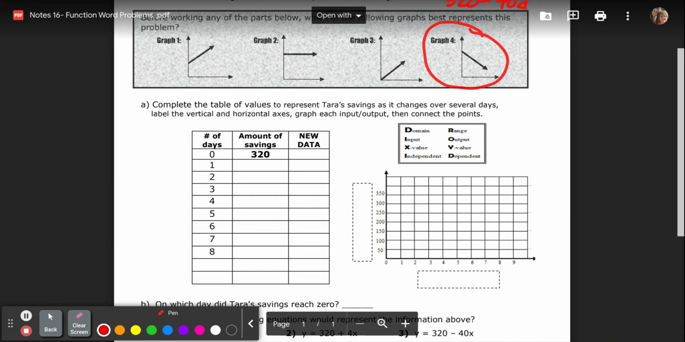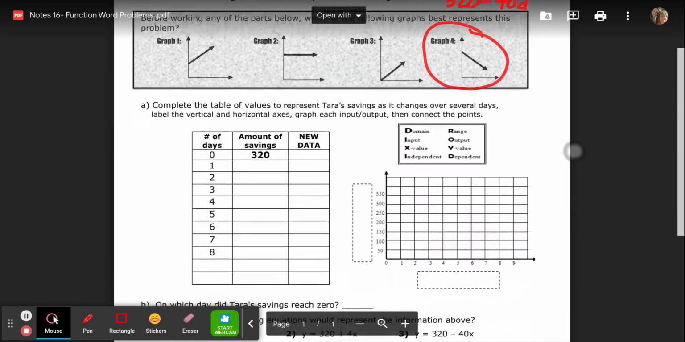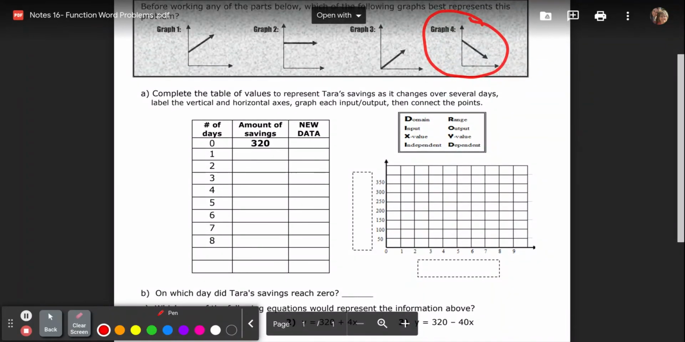So on day 0, she had $320 because that's what she started with. Then for every day after that, it says that she withdrew $40. So we're going to have to subtract $40 from 320. So that will give us 280. And then 40 from there would be 240. And then from there would be 200. And then 160, 120, 80, 40, and 0.